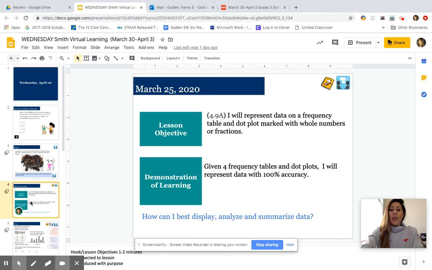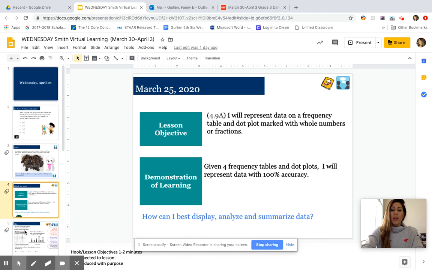About 4.9a. It says, I will be able to represent data on a frequency table and dot plot marked with whole numbers or fractions. So given four frequency tables and dot plots, I will represent data with 100% accuracy. Okay, so my question for today is, how can I best display, analyze, and summarize data? Today we will be looking at data on frequency tables and on dot plots, to see how we can best represent this data.